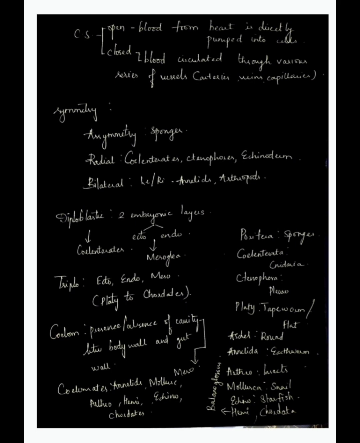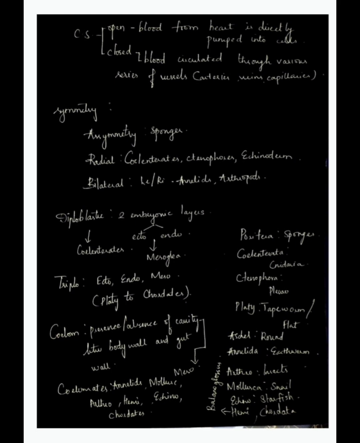Examples of coelomates are annelids, mollusca, arthropoda, hemichordata, echinodermata, chordata. And this cavity contains mesodermal cells. In coelomates, the cavity contains mesodermal cells.